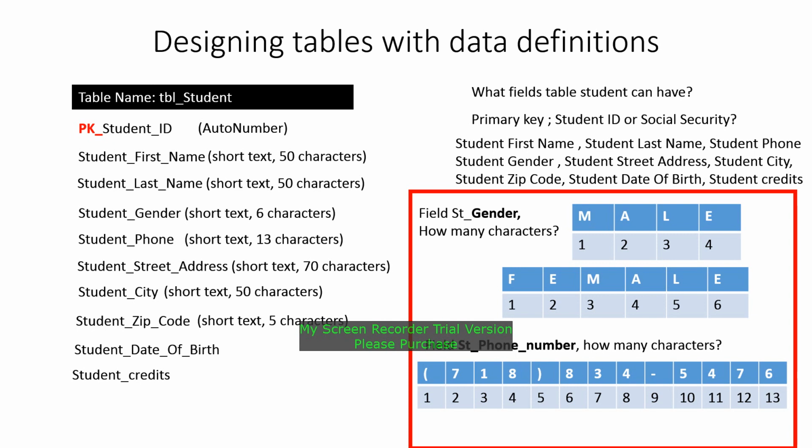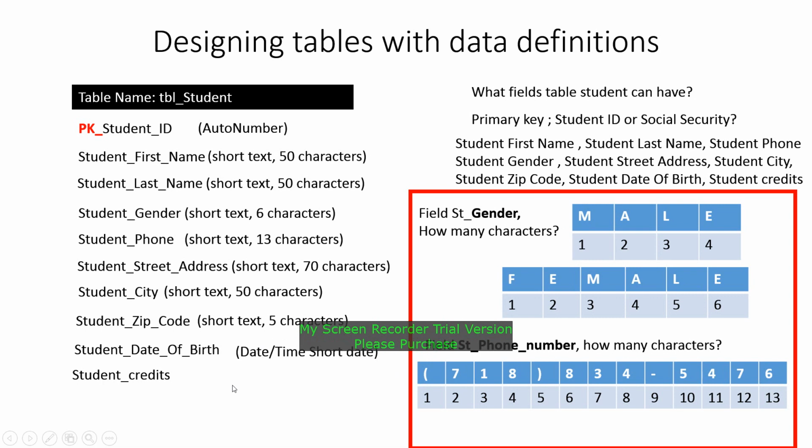Next we'll have student date of birth. Student date of birth, it's date and time, short date, and refer to the notes to see what it is. That's how we will record date of birth. We will use the date and time data type.